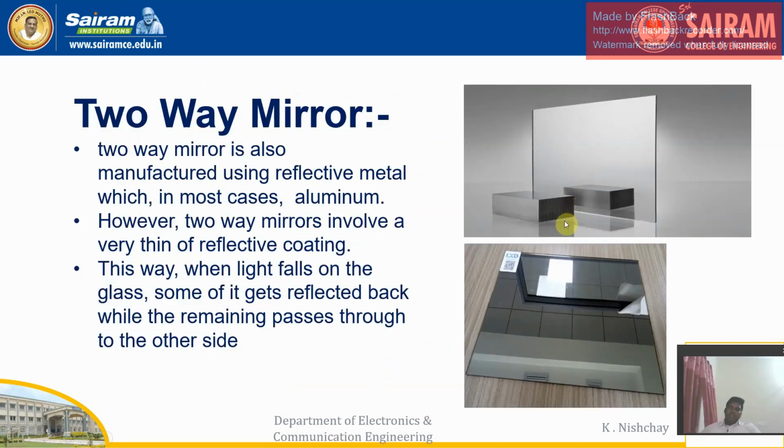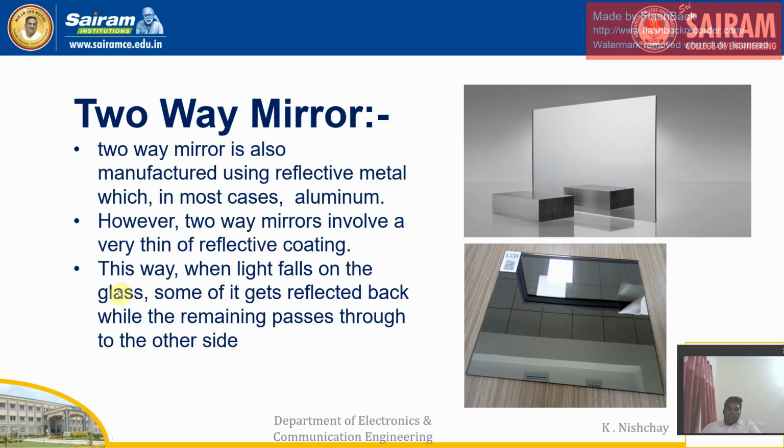Now let us see how a two-way mirror is built. A two-way mirror is manufactured using a reflective metal, in most cases aluminum. We use this highly reflective metal to coat one side of the mirror.